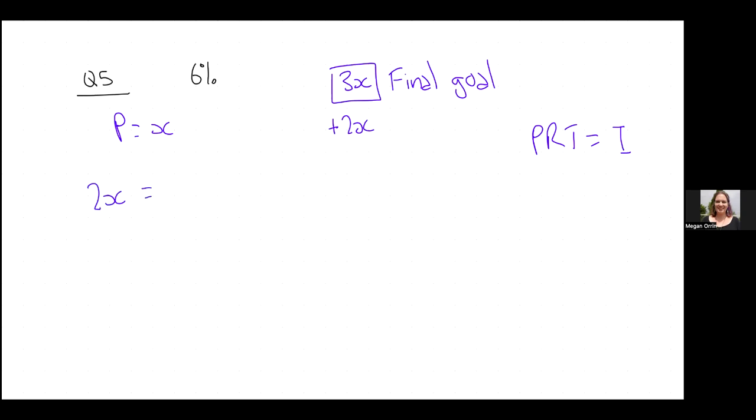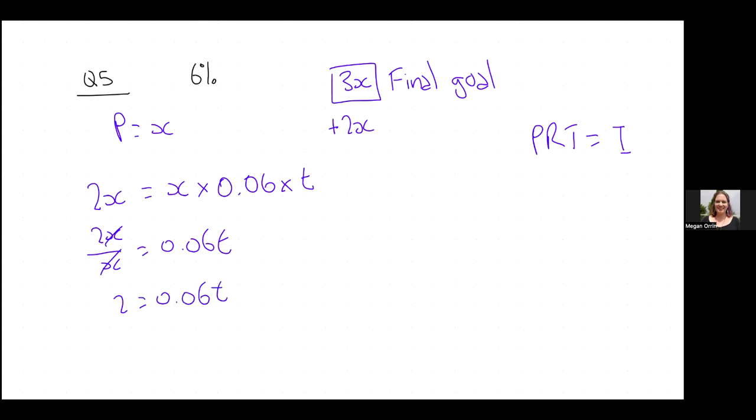X is my principal. My rate we said is 6%. I'm going to write that as a decimal. And I don't know my time. Actually, why don't we just write T for the sake of simplicity? So for time. Now, I can rearrange this to get T by itself, because look what happens. If I bring across X as a division, because all of this is multiplying, I can bring this across and then these cancel out. So then 2 is 0.06T. Then how do I get T by itself? Divide. So that means T is 33 1/3. And remember, this is in years.